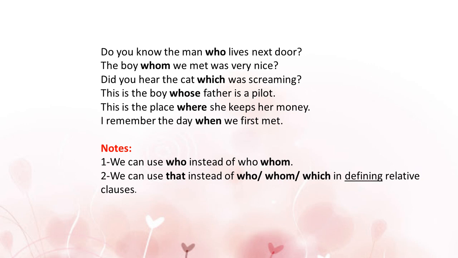Now, how do we know that in this position we are talking about subject, and in this position we are talking about object? It refers to the position of the noun. Who lives, here we have the subject, so it refers to the man. Because of that we used who. But here, the boy whom we met: look after the relative pronoun, we met, so we need an object, so we add whom, which refers to the boy.